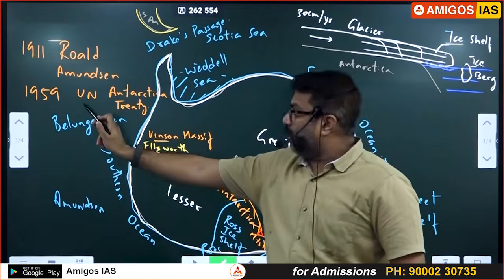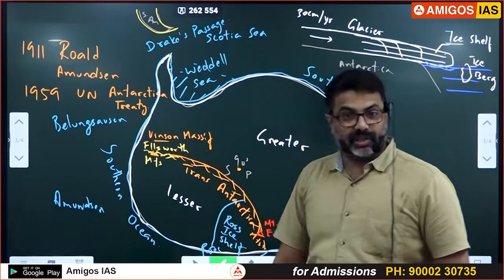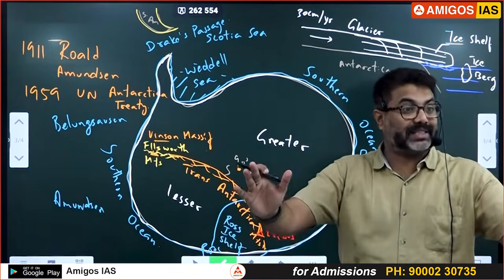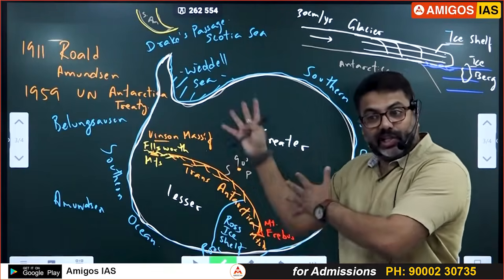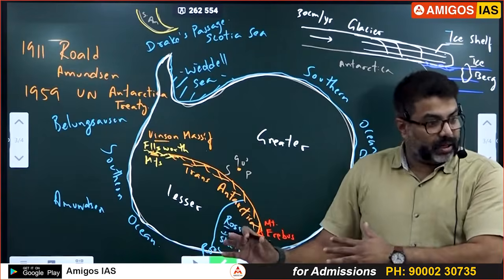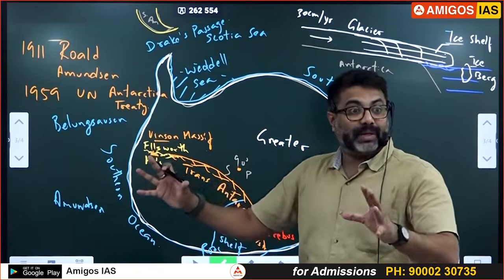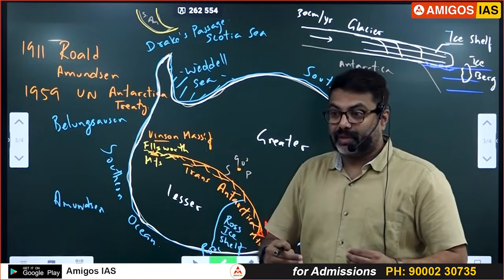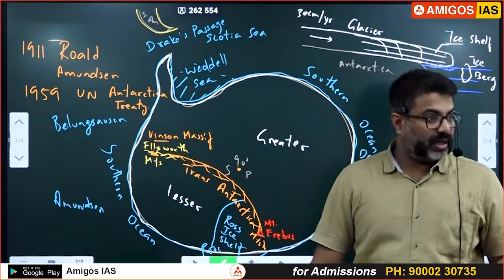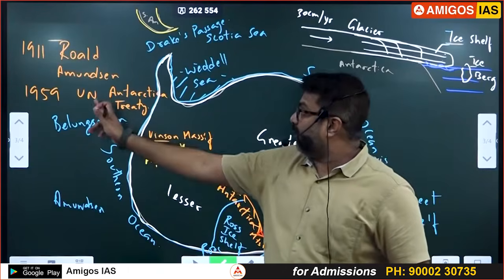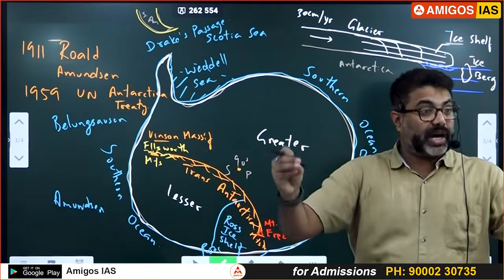So in 1959, the UN intervened and forced all the countries to sign the Antarctica Treaty. As per this treaty, Antarctica is a continent for science, research and tourism. Means as a tourist you can go, as a researcher you can go here. You can conduct science experiments, but you are not supposed to claim any territory as your own. So the resources of Antarctica belong to mankind. So this treaty rules Antarctica as a continent for science, research and tourism.